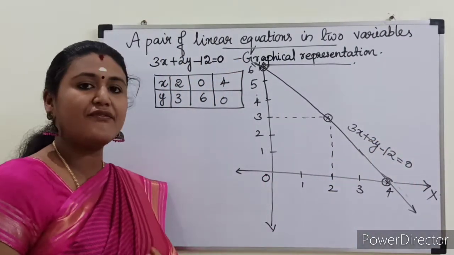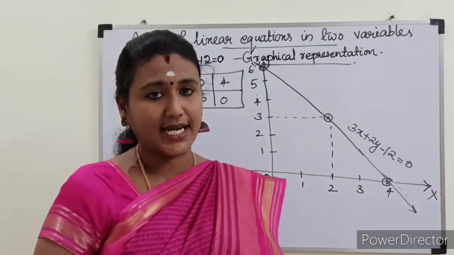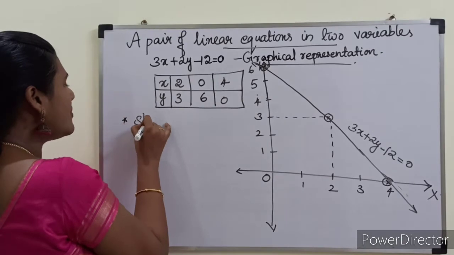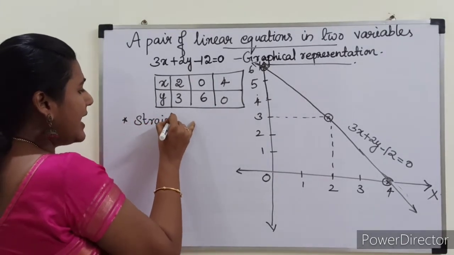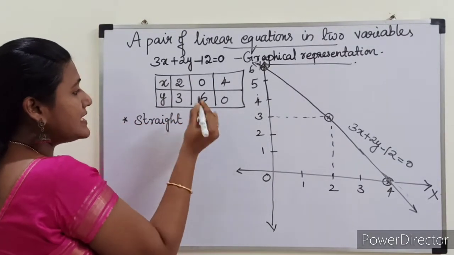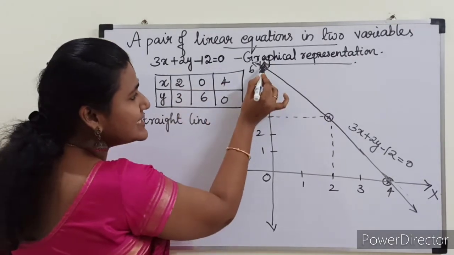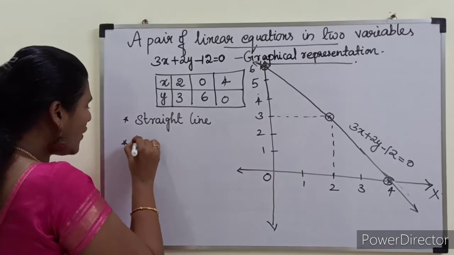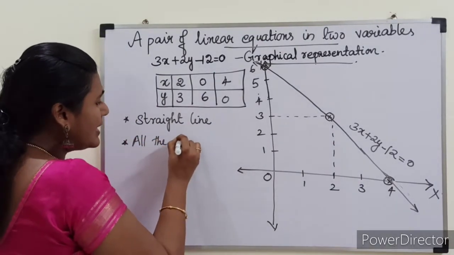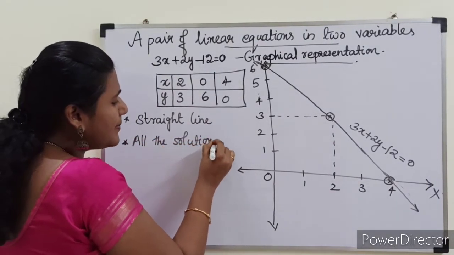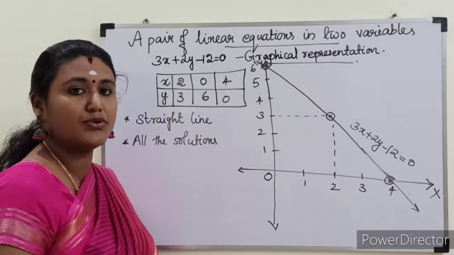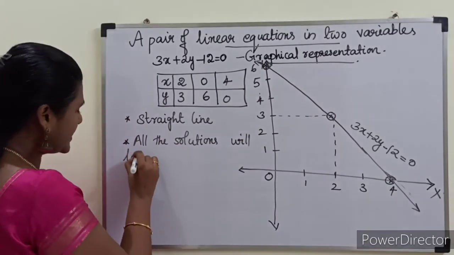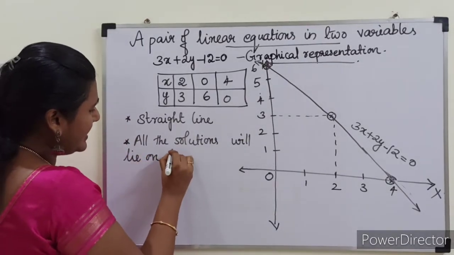So what is the graph we are getting here? It is a straight line. So the graph of a linear equation in two variables is a straight line. And another important point is all these solutions lie on the straight line. This is the next important point. A linear equation in two variables will have an infinite number of solutions. All these solutions will lie on this straight line.